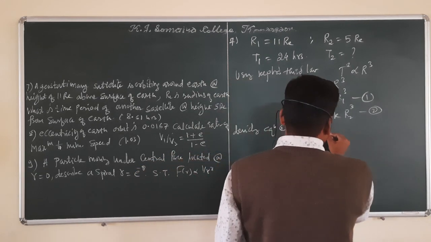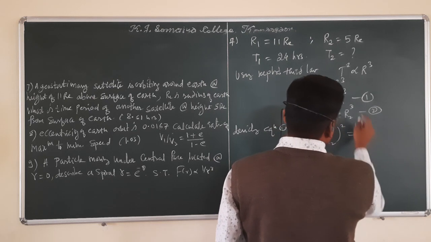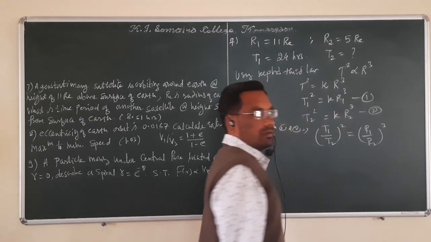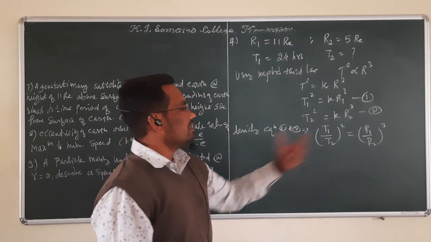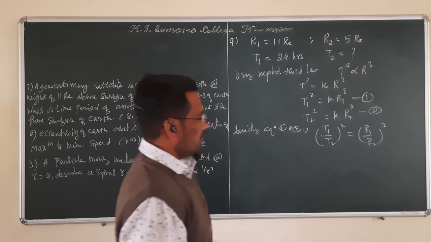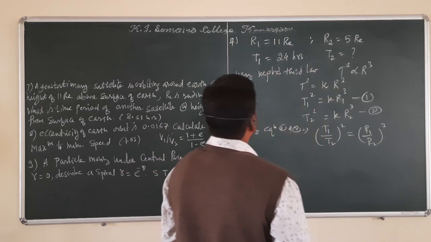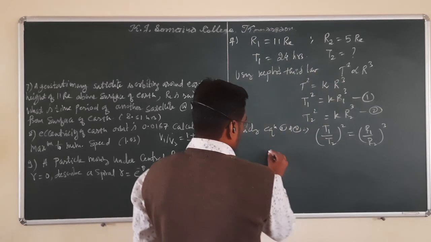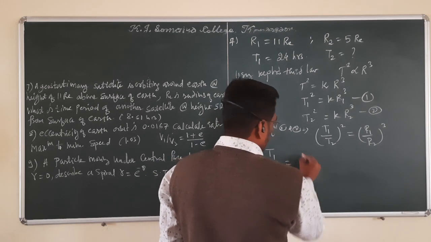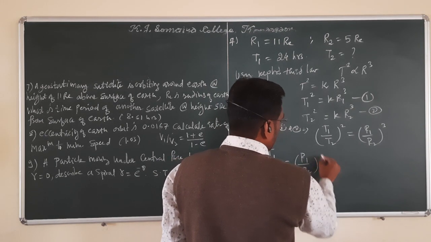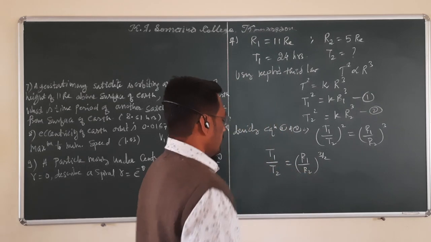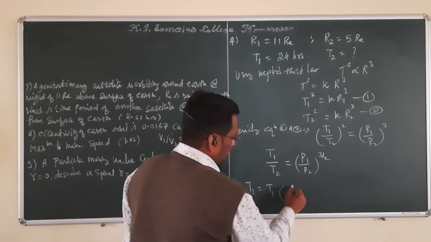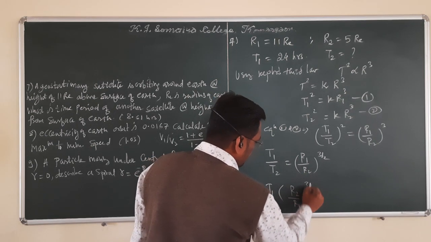We will get (T1 upon T2) square is equal to (R1 upon R2) cube. Now in this equation, we already know all the values. We have to find out T2. So that's why T1 upon T2 is equal to (R1 upon R2) raised to 3 by 2. Now here T2 is equal to T1 multiplied by (R2 divided by R1) raised to 3 by 2.